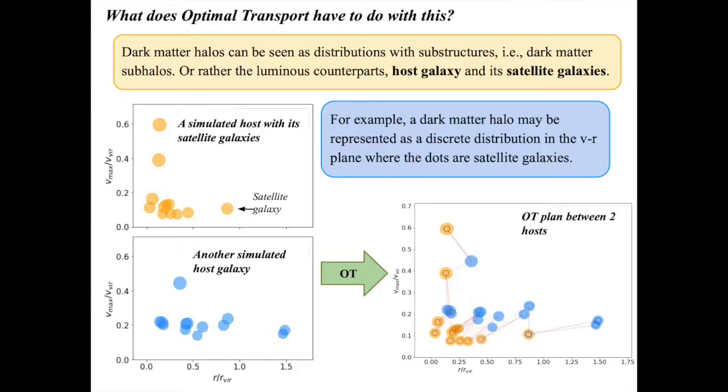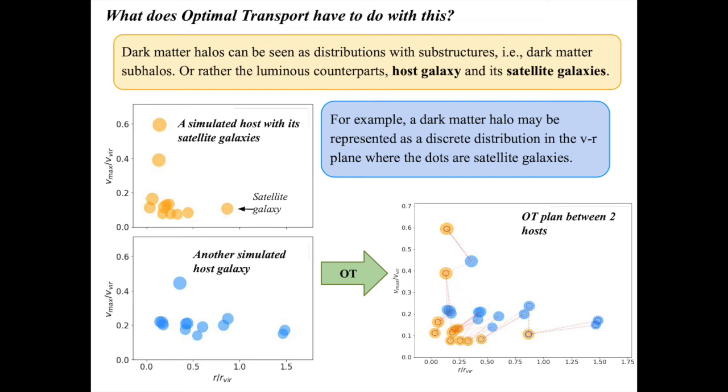So the distribution of their subhalos carries important physical information about the properties of the host halo. If somehow we can represent the dark matter halo as a discrete distribution in some sort of ground space, then we can use optimal transport to define a mathematically well-motivated distance between the dark matter halos, just as what we did in the jet physics case.